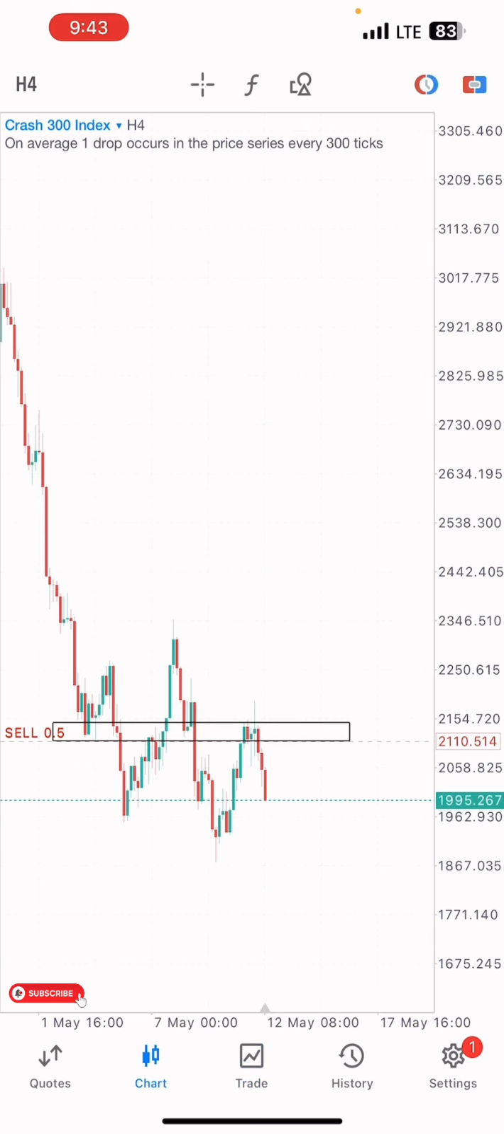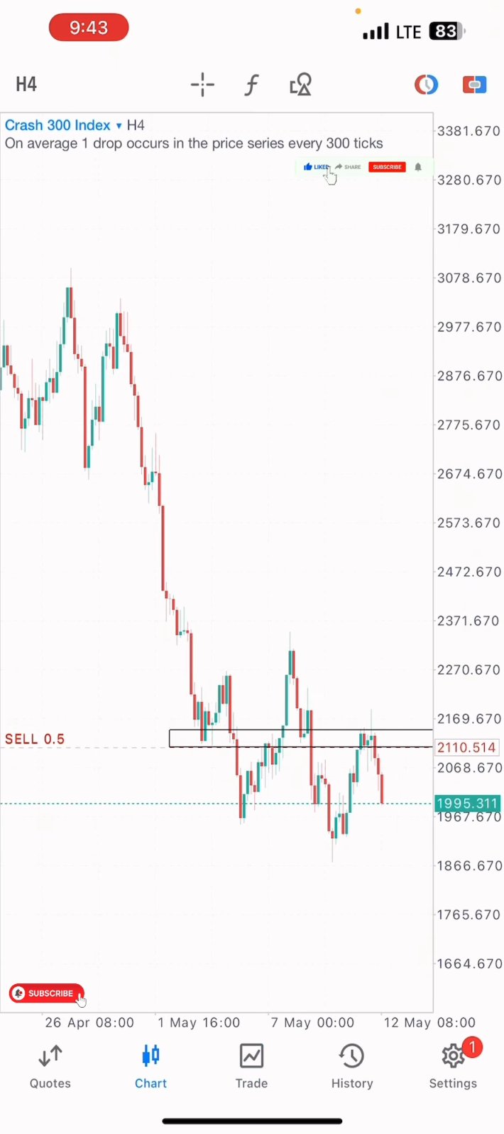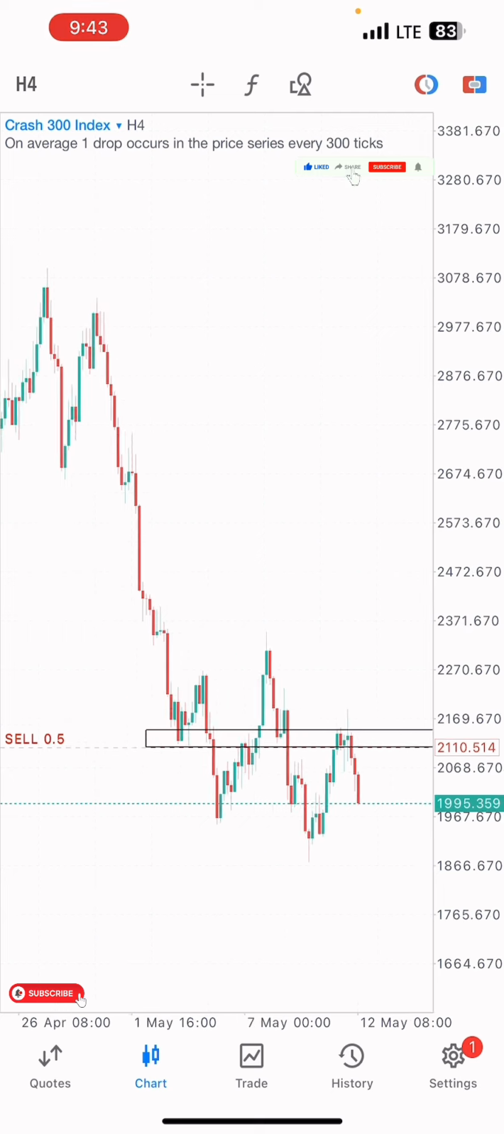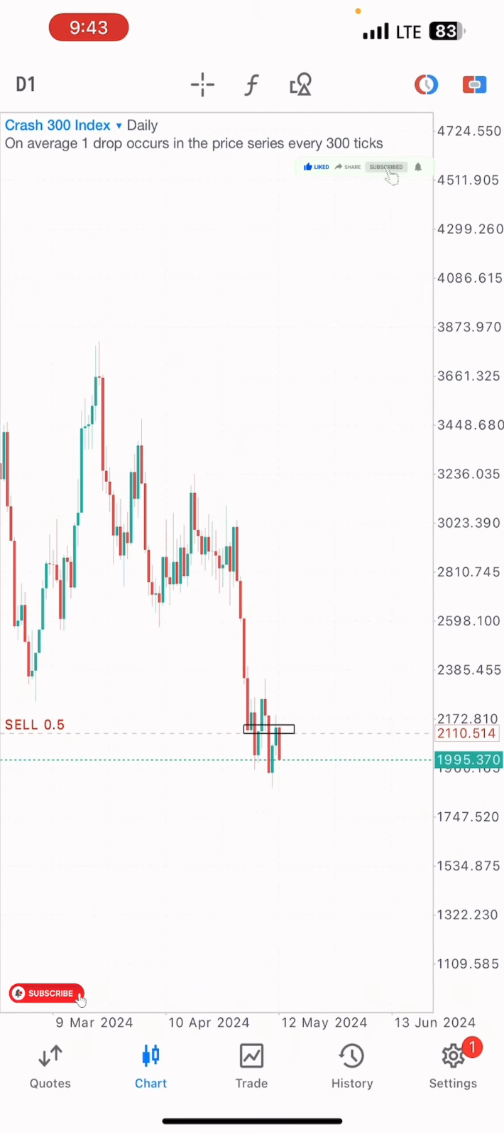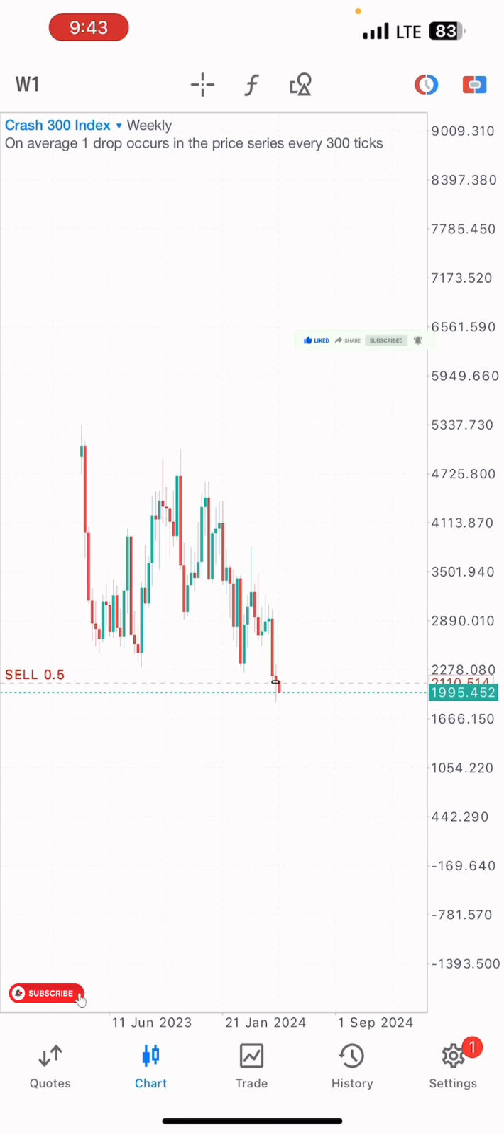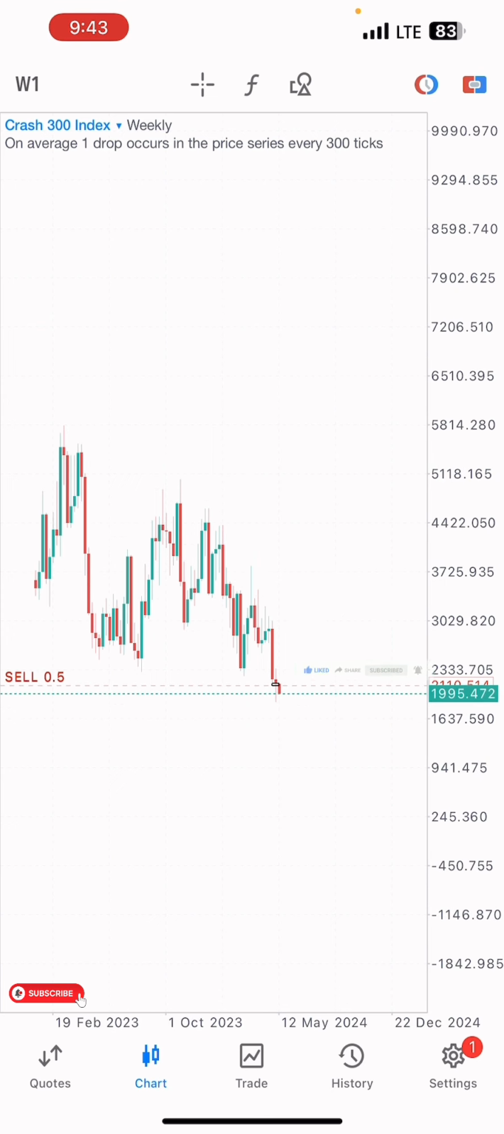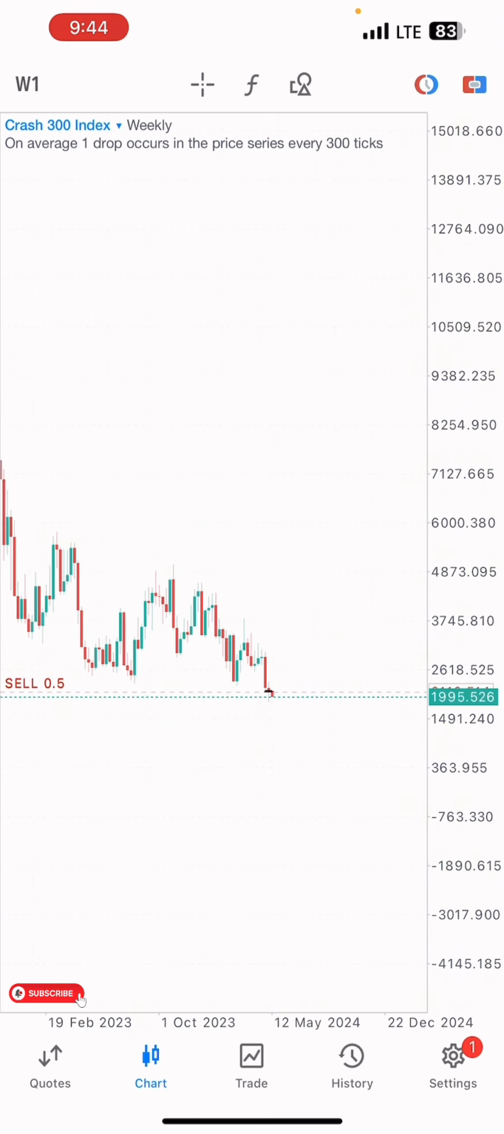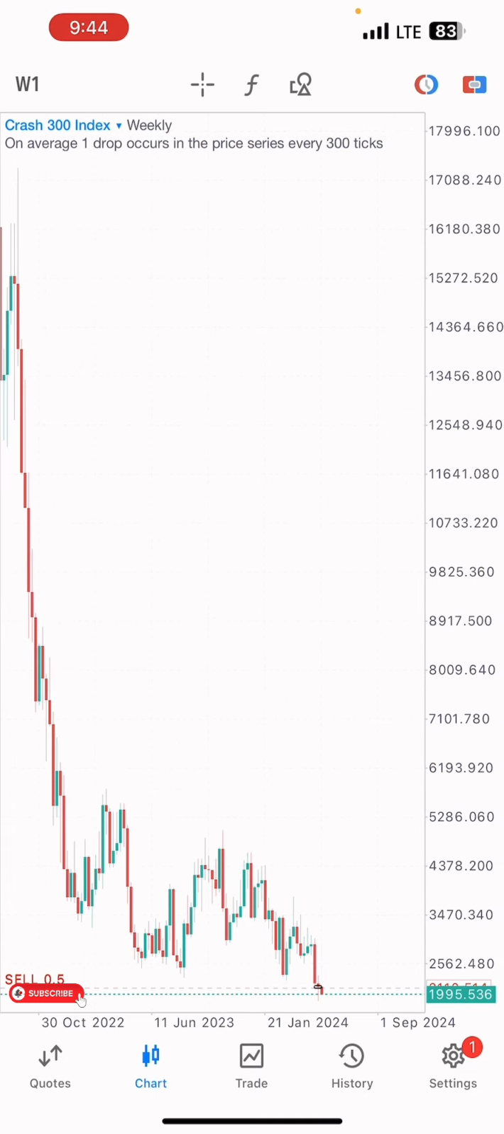So basically on this index, I was able to spot the market direction. That's the Crash 300 index. Always emphasize identifying the market direction, the market trend. Basically always make sure you go to a higher time frame, identifying the general market direction. Make sure you have a proper view of the market.